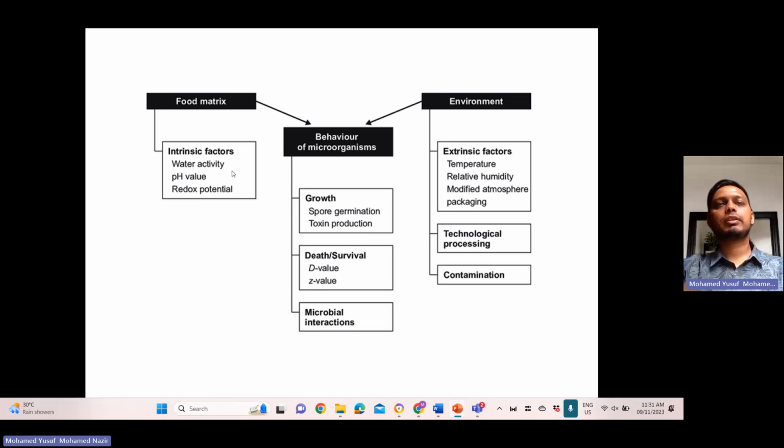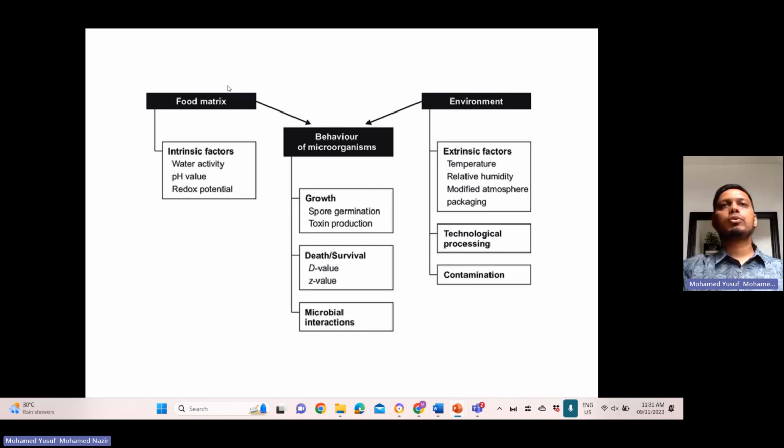So this is the factors that are inherent to the food itself. And then extrinsic factors are the environmental factors, such as temperature, relative humidity, modified atmosphere, packaging, and so on. We can also modify the environment through technological processing and also contamination. Contamination can also affect the environment of the food.